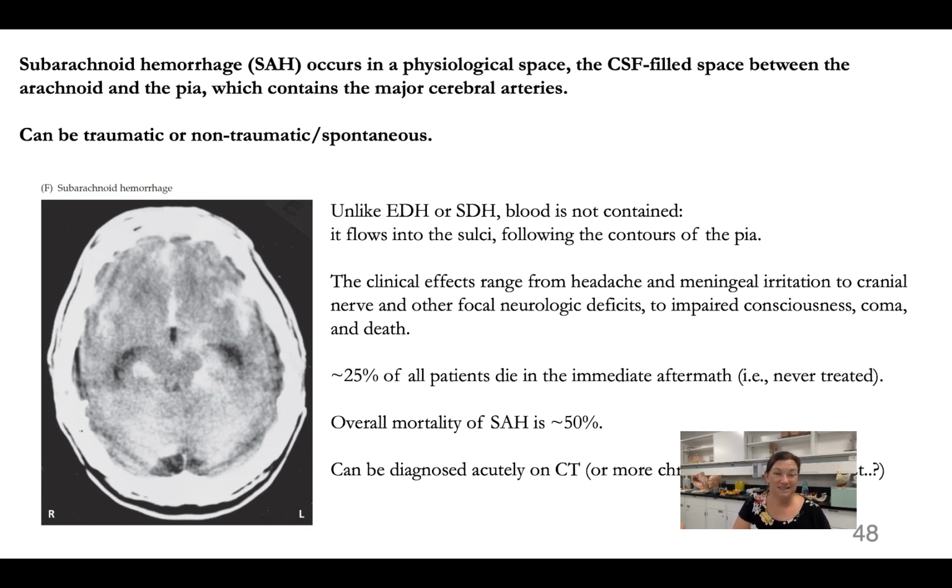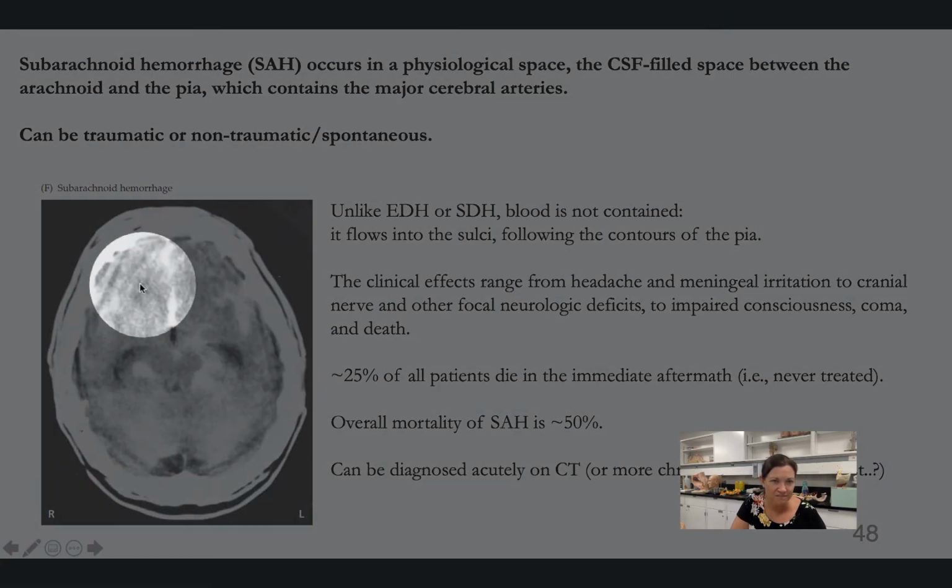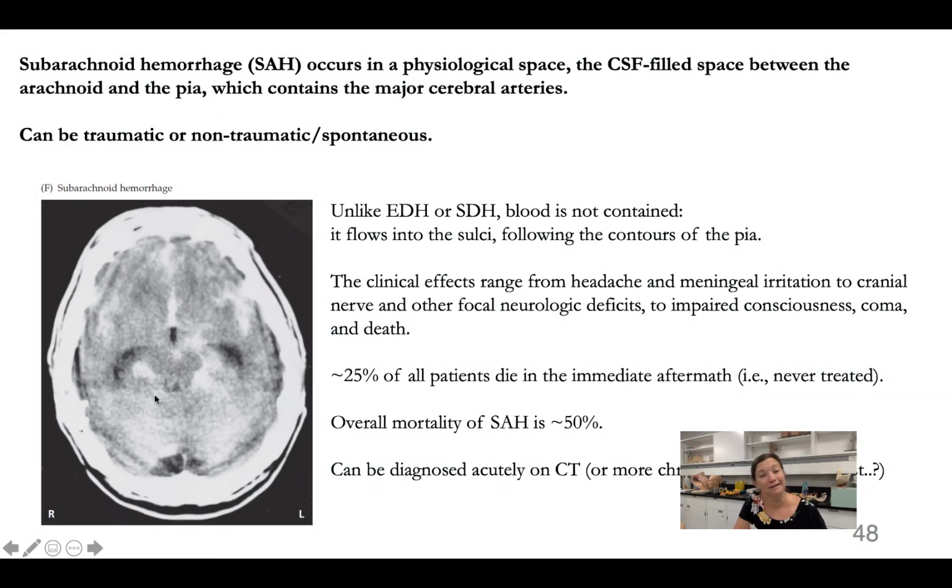Because the blood flow is not limited, 25% of patients die immediately, or there's no time to treat, and the overall mortality of a subarachnoid hemorrhage is about 50%. So it can be diagnosed acutely on CT because you have these hyperdense patches of blood all over the brain. And it can be diagnosed more chronically, if it's a slower hemorrhage, using a sample of CSF.